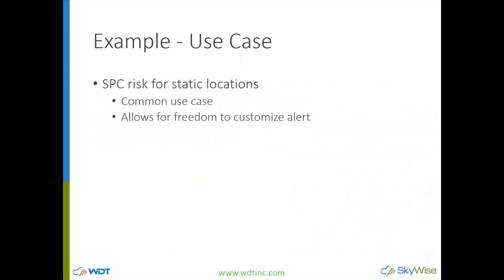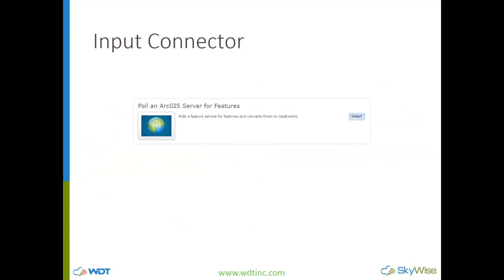Now, the use case that we're going to walk through, we're going to use the Storm Prediction Center's daily severe weather outlook. It's a common use case that applies to a lot of things, and it can allow for some customization of how you might want to generate an alert that gets sent to an end user, whether it's through an email or a mobile device.